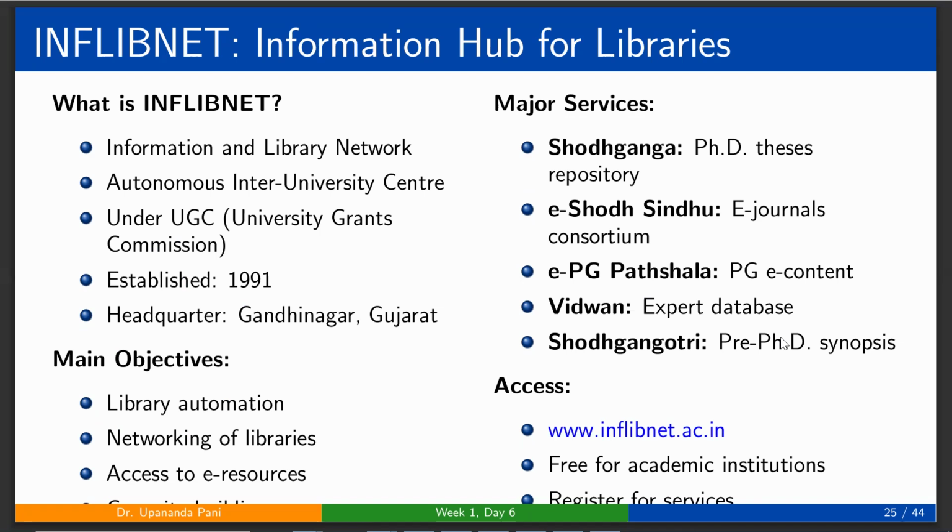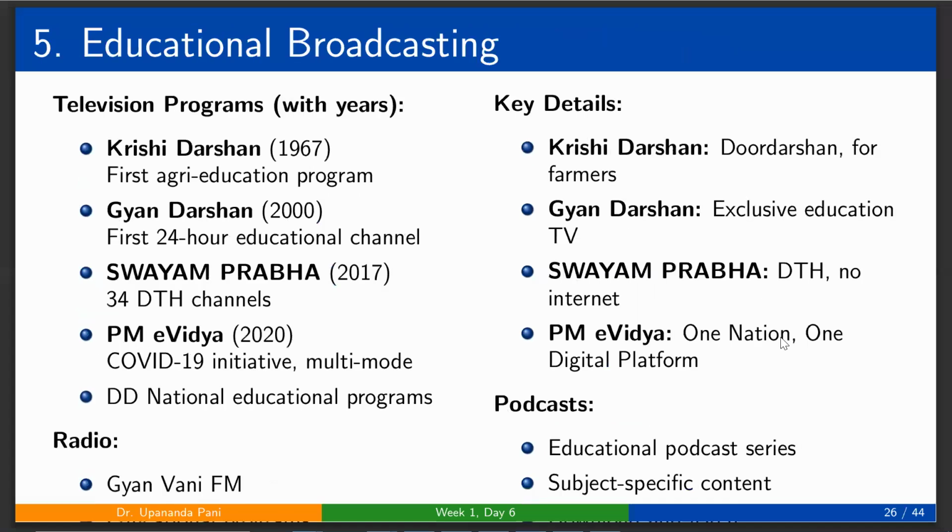So what are the major services? Shodhganga, the PhD thesis repository; e-Shodh Sindhu, the e-Journals Consortium; e-PG Pathshala, PG e-content; Vidwan, the expert database; Shodh Gangotri, pre-PhD synopsis. What are the main objectives of INFLIBNET? Library automation, networking of libraries, access to e-resources, and so on.